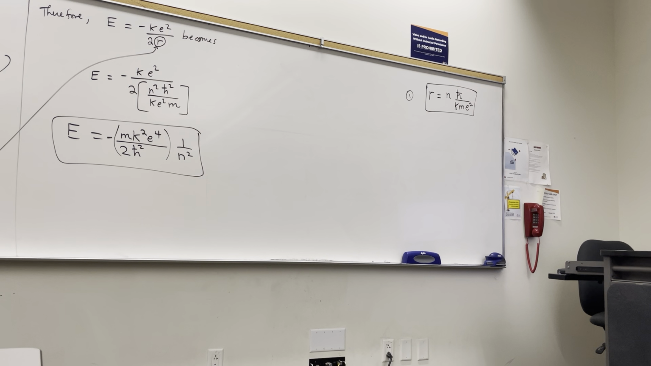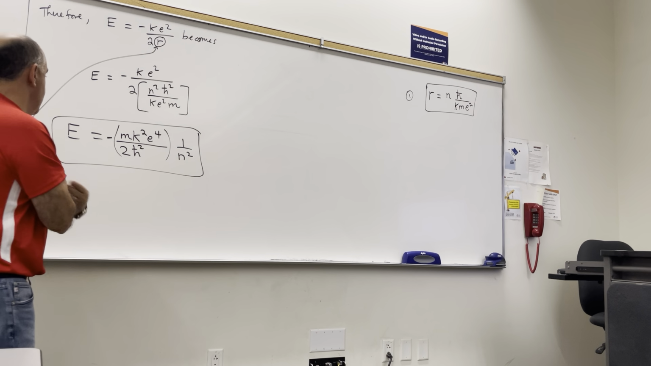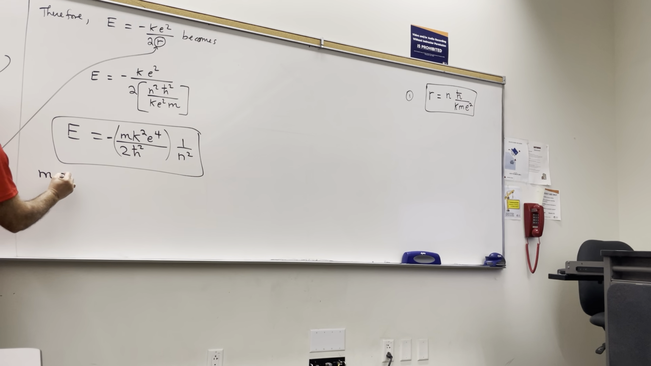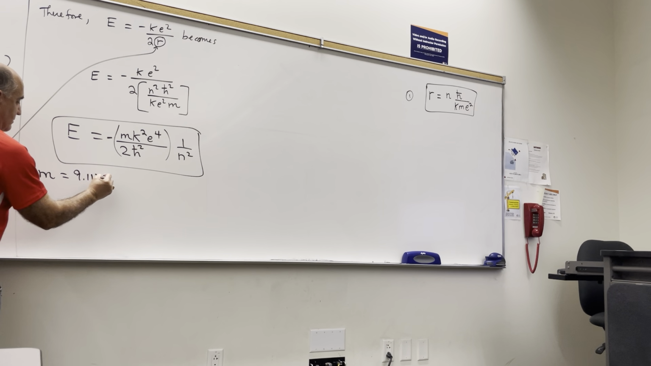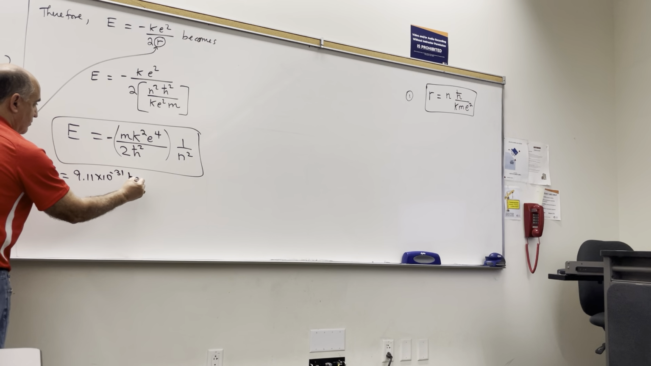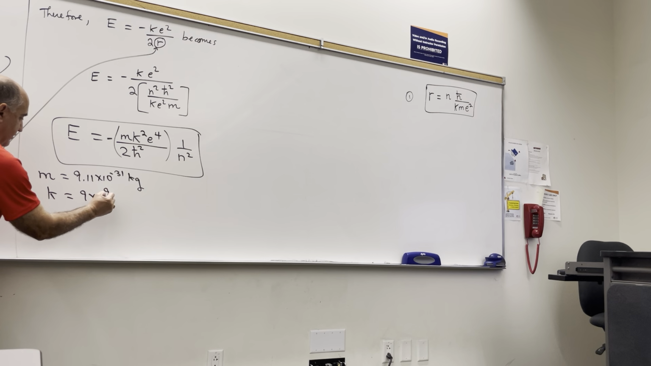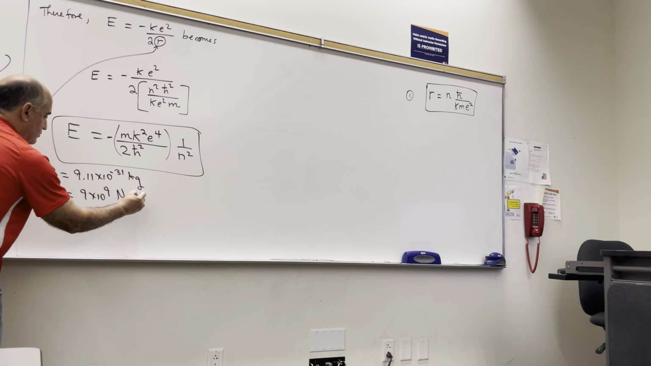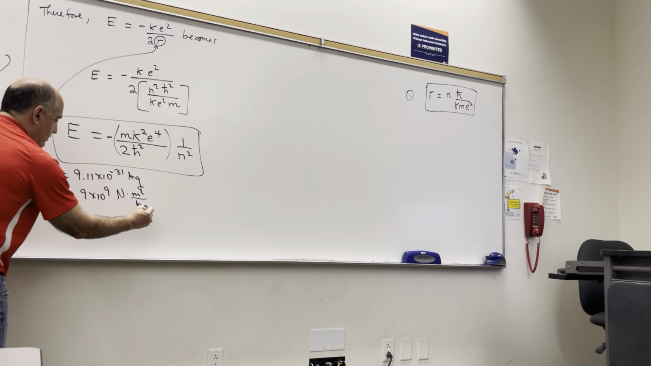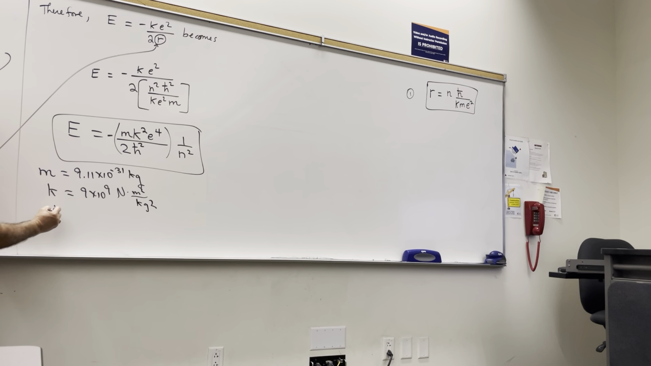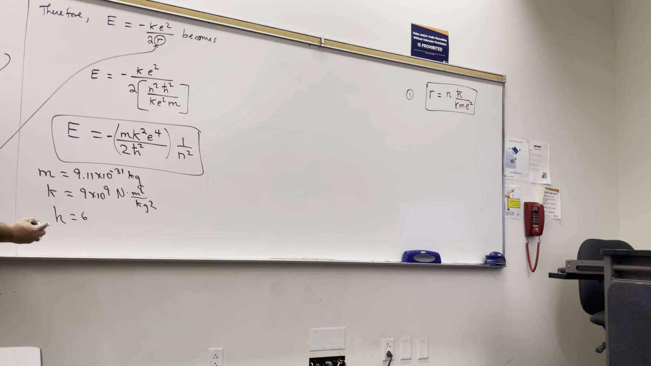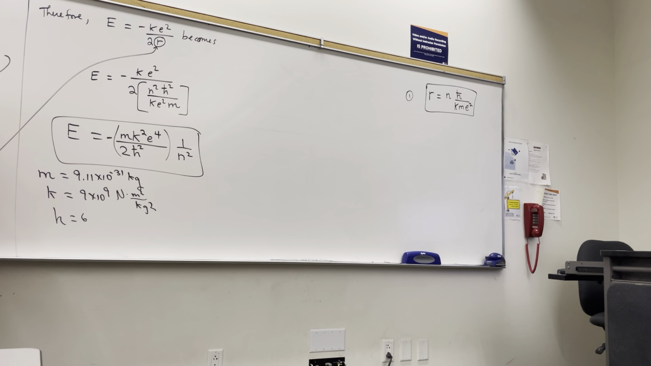Now, we know the values of these parameters, right? So, the mass of the electron is 9.11 times 10 to the minus 31 kilograms. Coulomb's constant is 9 times 10 to the 9th newton meters squared over coulombs squared. Planck's constant is 6, what is it, 6.34 times 10 to, no, 6.6 times 10 to minus 34? I don't remember. 6.67 times 10 to minus 34?